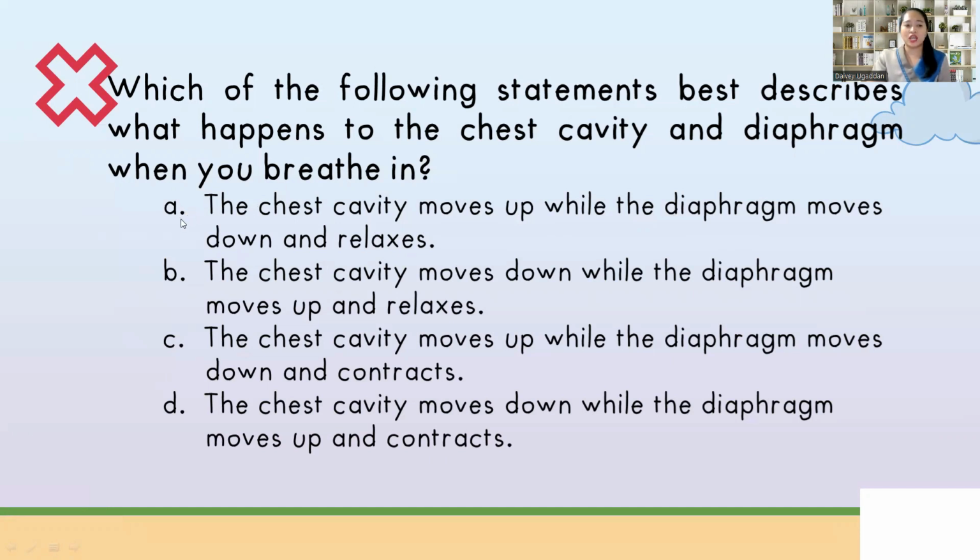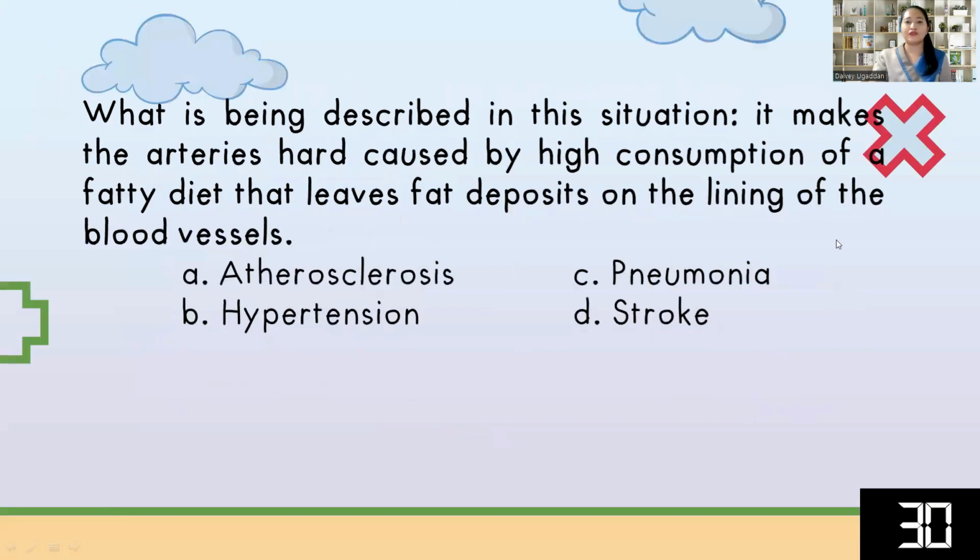So let us check letter A. The chest cavity moves up while the diaphragm moves down and relaxes. So when your chest cavity moves up, the diaphragm actually moves down, but it contracts, not relaxes. So the correct answer to this one is letter C. The chest cavity moves up while the diaphragm moves down and contracts. Question number 15.